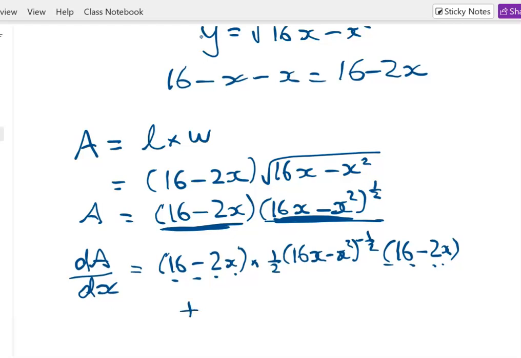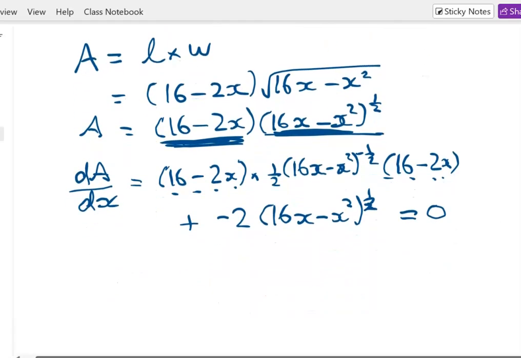Plus the derivative of the first function, so negative 2 times 16x minus x squared to the half. Now, if you're watching this video in 2026 and you've never seen a problem like this, it probably looks quite daunting. But if you've done this lots of times before, you'll see that a whole lot of stuff is going to kind of fall out nicely.